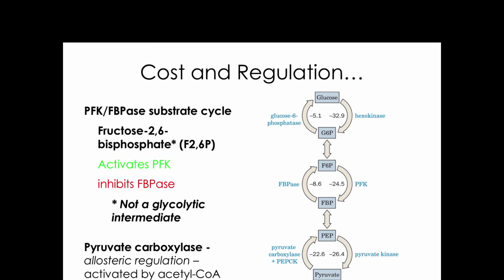phosphorylation aspects to this. We don't have a direct phosphorylation site on either of these enzymes, so it's not like a kinase or a phosphatase directly controls what's going on with this enzyme. But what we do have is kinase or phosphatase activity controlling the synthesis of F2,6P, which again is not a glycolytic intermediate, but it is a small molecule that is going to regulate the activity of the two enzymes that are responsible for controlling flux in glycolysis and gluconeogenesis.